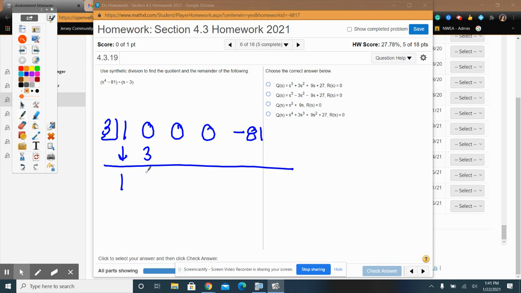You multiply, you add. 3 times 3 is 9, you add. You multiply, you add. You multiply, and I'm getting 81. You add, and I got a remainder of 0. So the remainder, the number, the x squared, and x to the third. So which one will this be? Well, that'd be a positive 27, remainder 0.